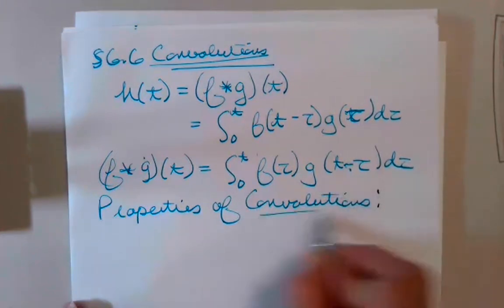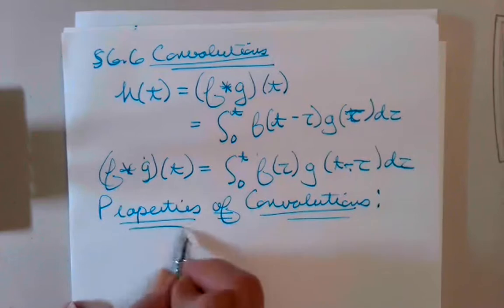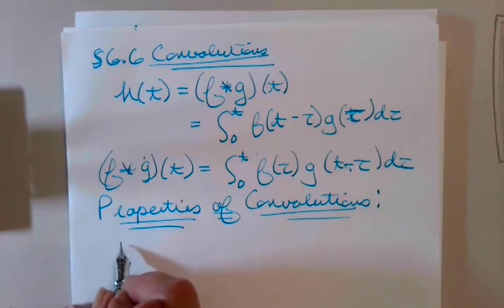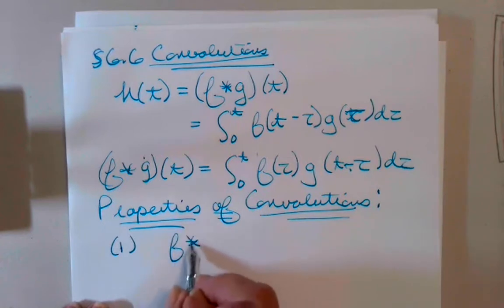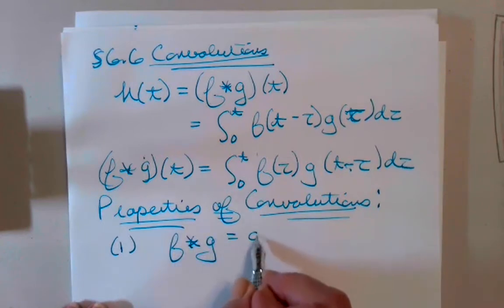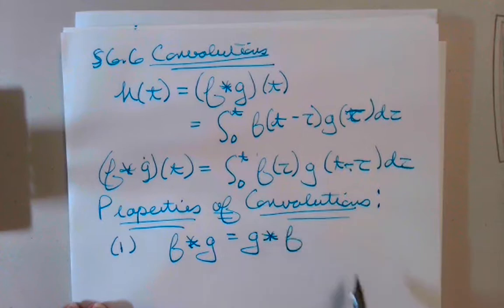Some are easy to check. 2 of them are easy to check. 1 of them is hard to check. 3 of them are easy to check. 1 is hard to check. One is that if you take the convolution of f with g, it's the same thing as the convolution of g with f. That's basically this observation above.